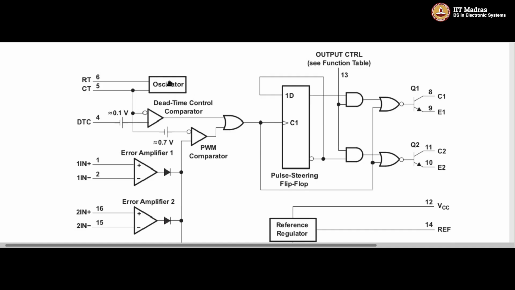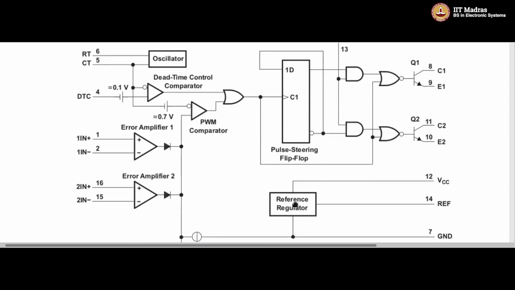The functional block diagram is similar to the one that we discussed. You see an internal oscillator RT-CT generating the sawtooth. There is a dead time controller comparator. There are two other comparators, error amplifier 1 and 2. They are internally ORed. And there is a PWM that is given to the clock. There is a D flip-flop in toggle flip-flop mode operation. Then you have the steering control logic and two AND gates, and then the NOR gates given to the internal transistors. There is an internal reference voltage which you can use. So you see the logic is very similar.